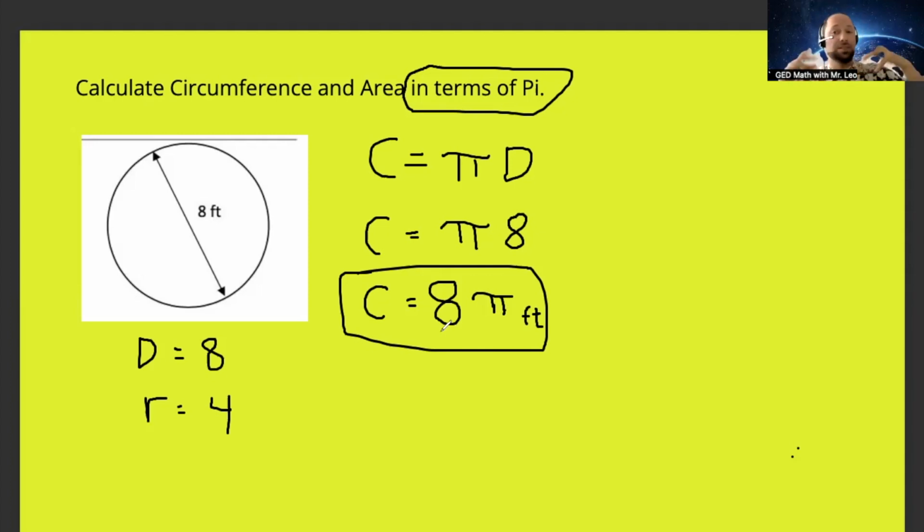This would actually be closer to like 25. It'd be like 3 times as much. But this is a valid answer. See how quickly and cleanly we did that? I love it. All right, we're gonna do the area.